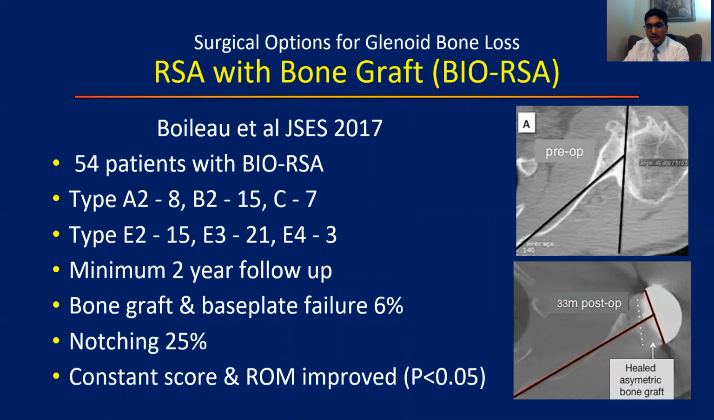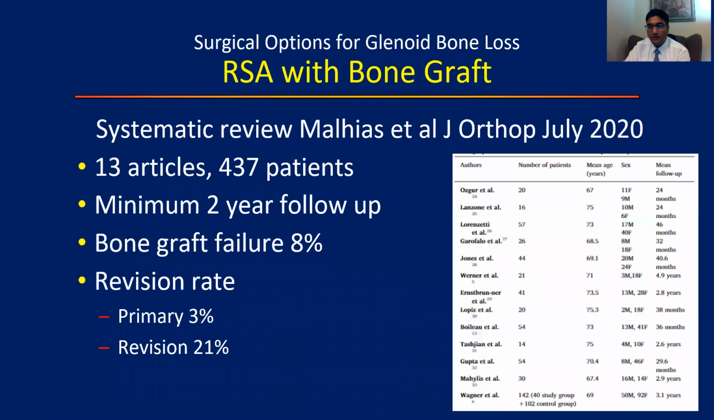Boileau et al. looked at 54 of these patients treated with this technique who had a mixture of posterior bone loss and superior bone loss. At a minimum of 2-year follow-up, they found that the bone graft and base plate failure rate was 6%. Notching was present in 25% of patients, and function and range of motion improved at the final follow-up.